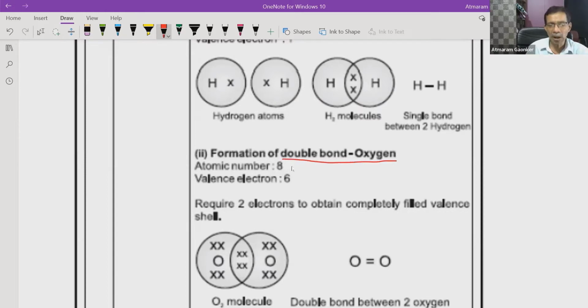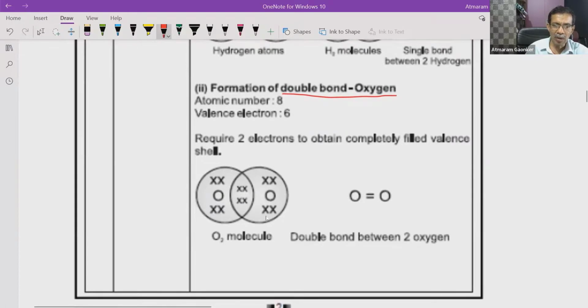Oxygen has atomic number 8, so valence electrons are 6, because 2 are in the first shell and the remaining 6 will be in the second shell. What will happen in the bonding is, you see here, 1, 2, 3, 4 electrons of these are there here, and 1, 2, 3, 4 are there.